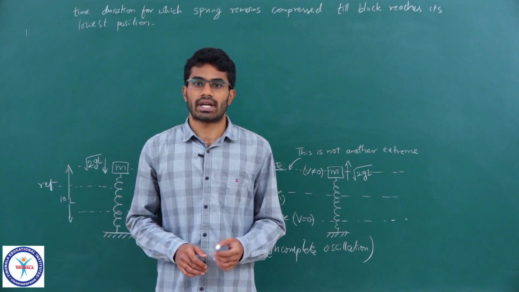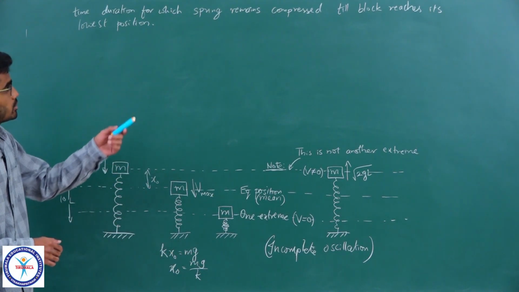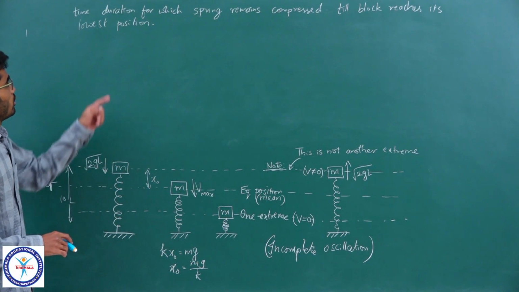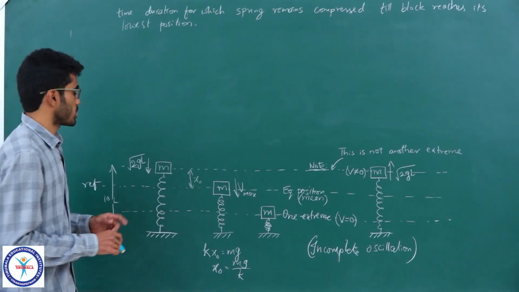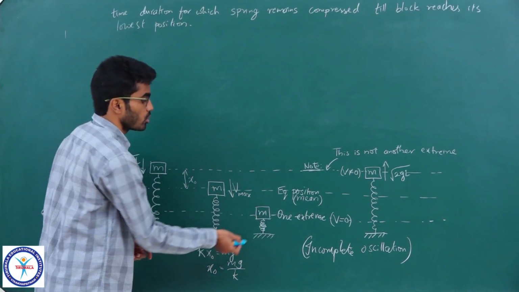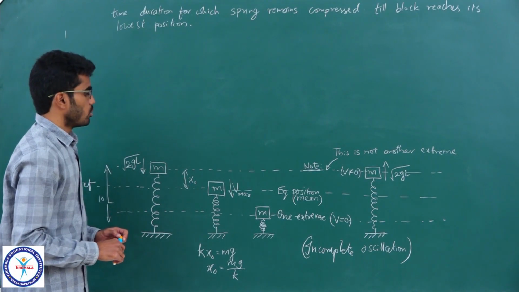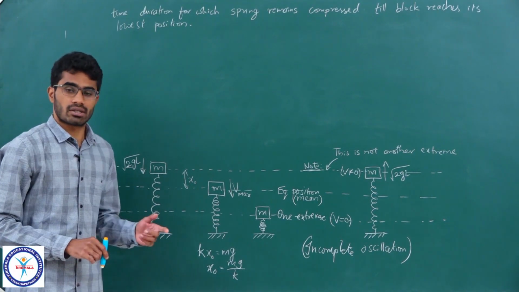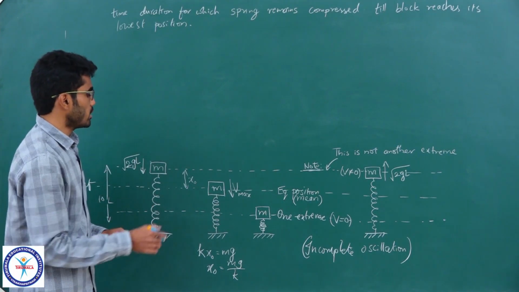Now, the third question, the time duration taken for the block to reach the lowest position for which the spring remains compressed, the time duration for which the spring remains compressed. That means, from this natural length position to when it comes to the extreme for the first time. So, we have to calculate the time. One easy way is to estimate the phase covered, then we can calculate the time easily. So, let us do it in phasors.